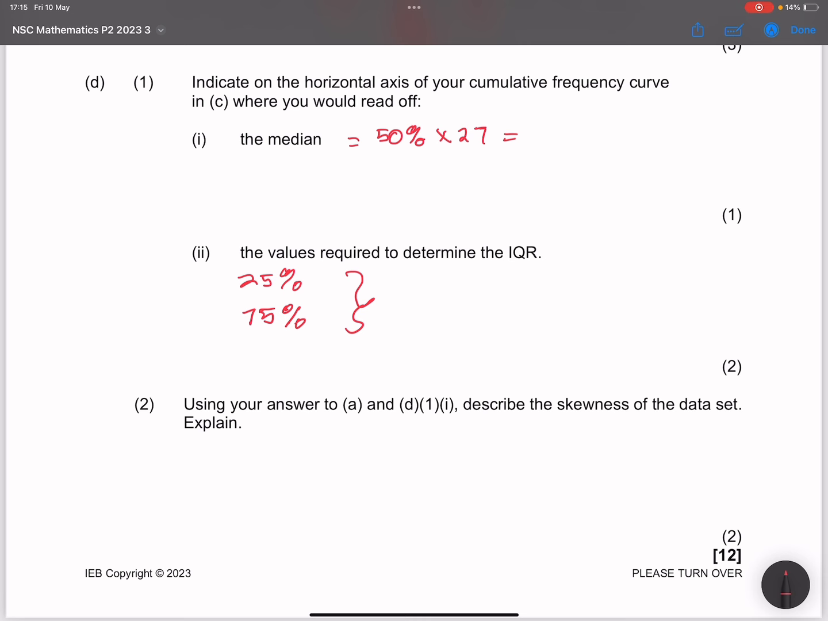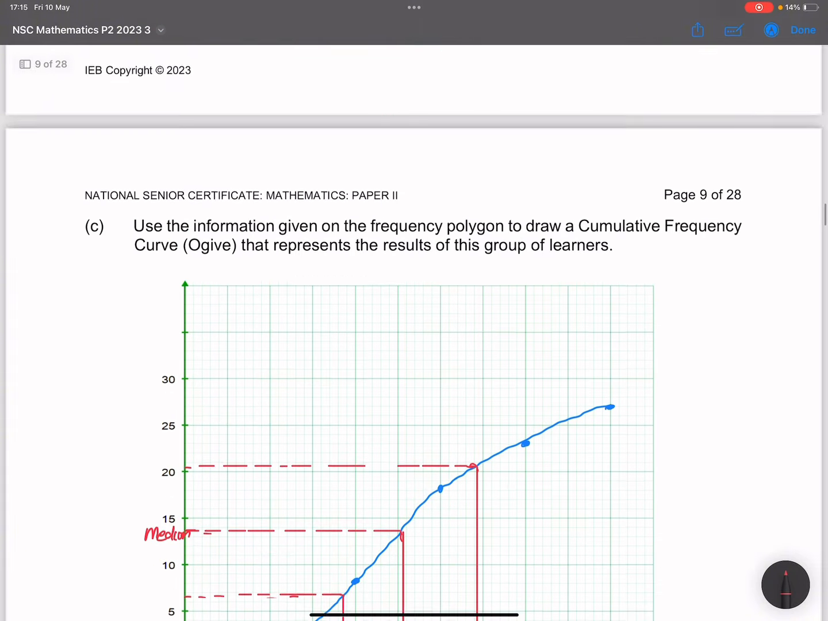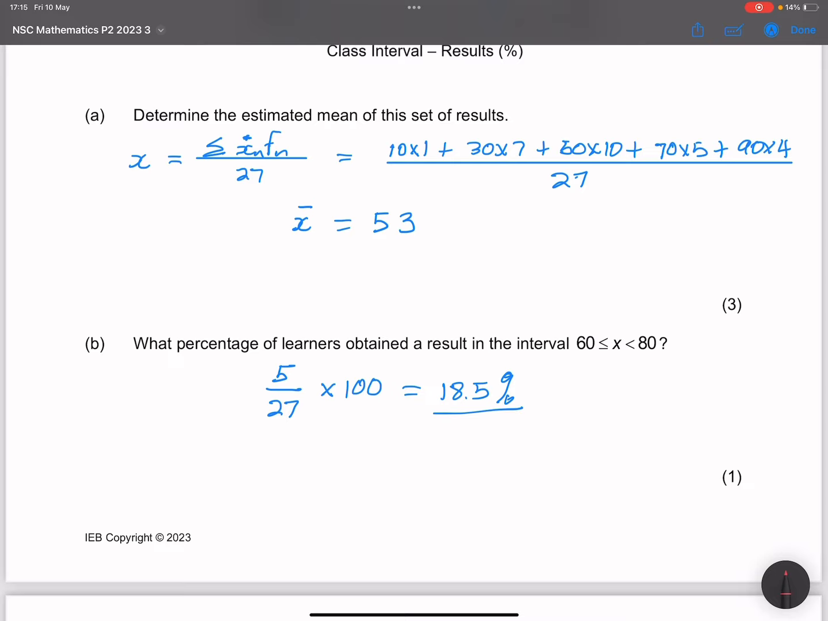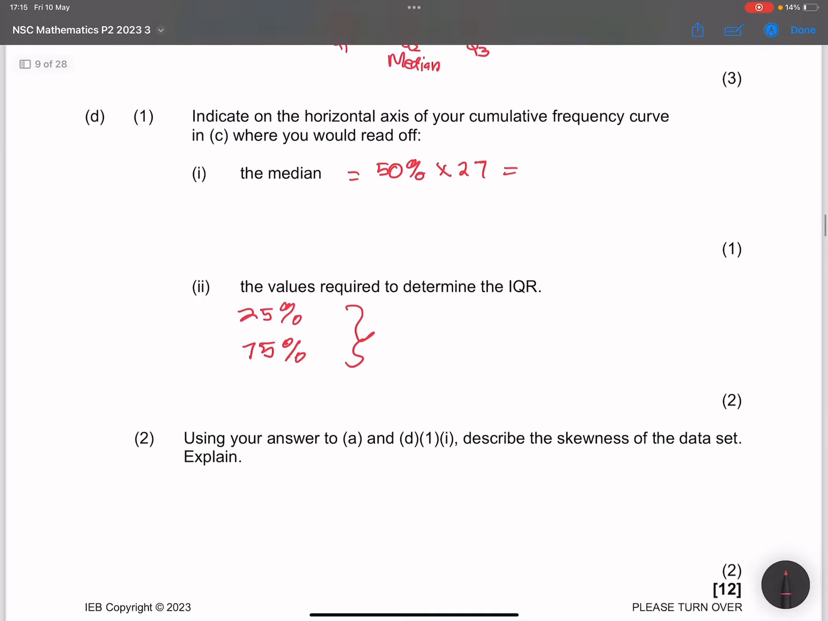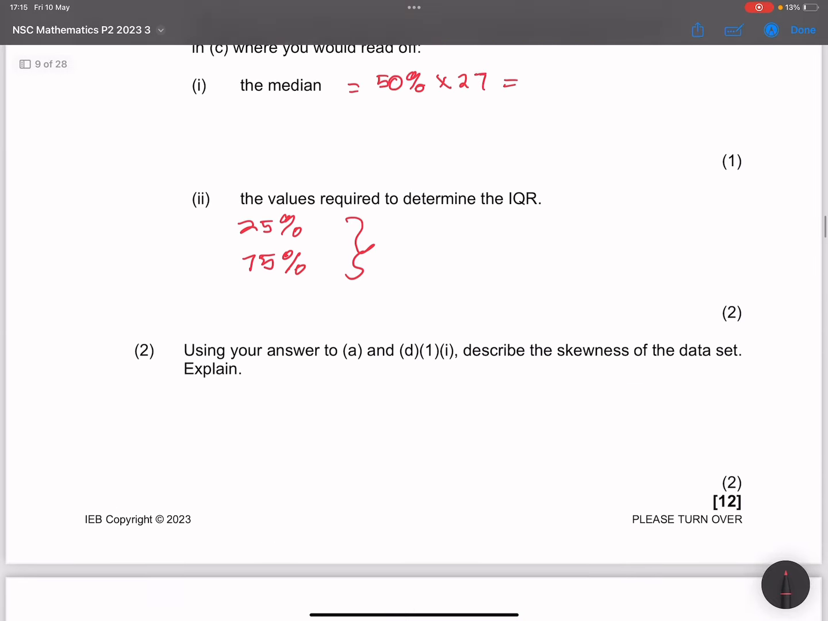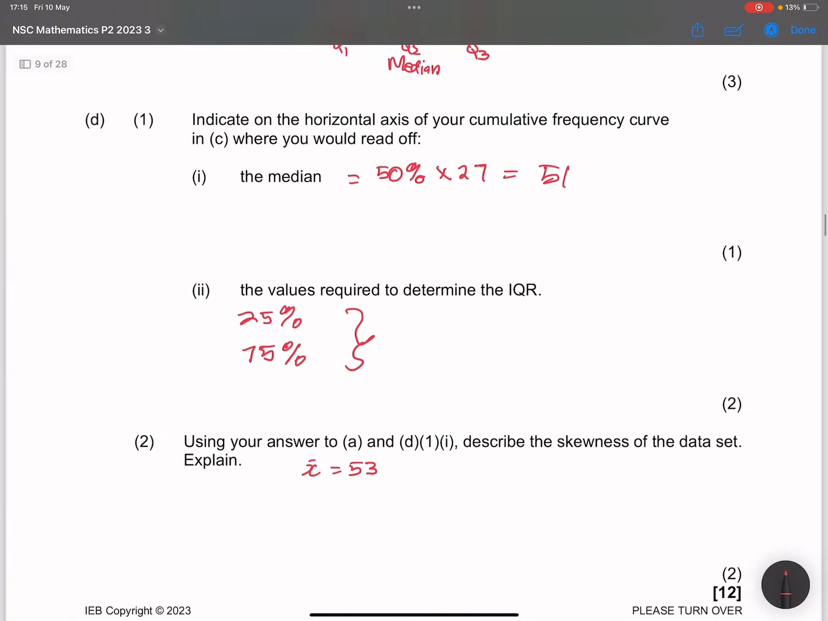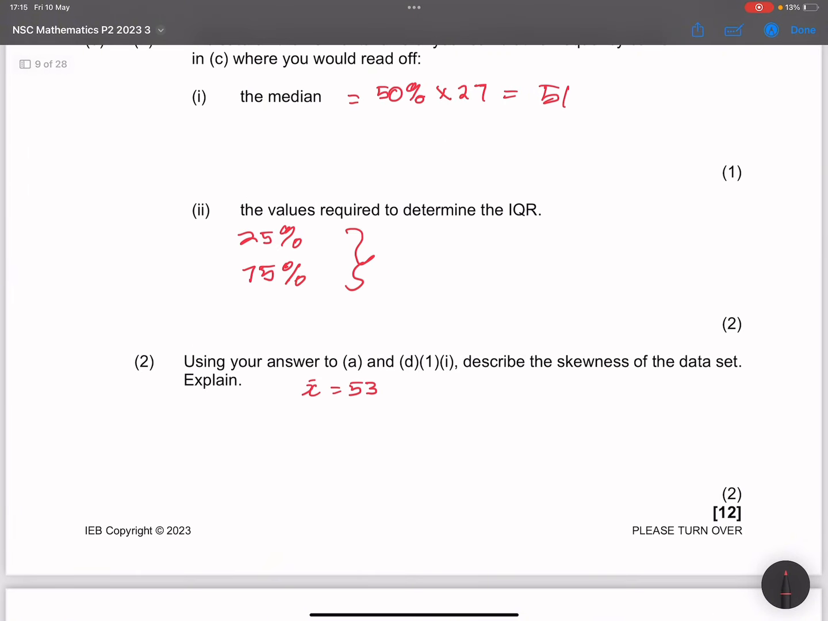So our answer in A, what was our answer in A? Oh yes, that was the estimated mean. So our mean in this case was 53. And they say our answer in D1, which is the median. Remember, we found our median to be somewhere at 51 when we looked at it. So they say describe the skewness of the data.